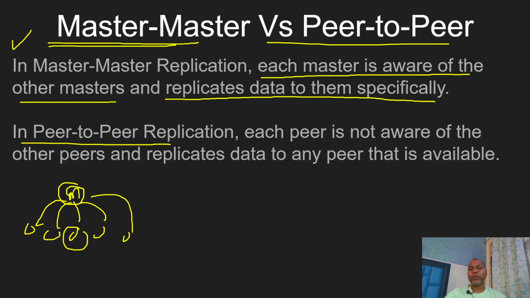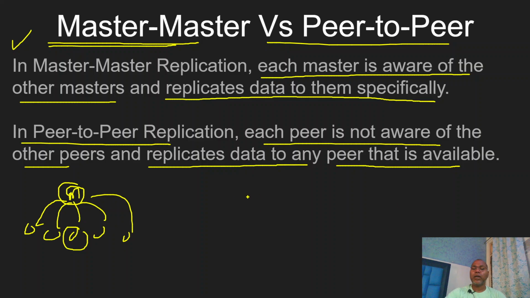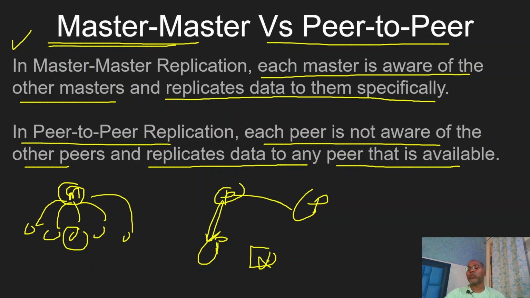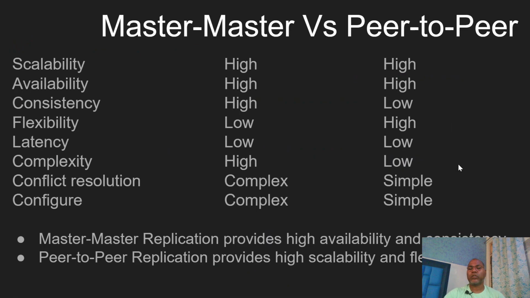But in the case of peer-to-peer, each peer is not aware of the other peers, but replicates data to any peers that are available. So in a peer-to-peer database, if this one is available, they are going to write. Here, if available, they are going to write. Maybe somehow this one is down, then they are not going to write here. Maybe whenever it is up, then the new data is going to be written here. So peer-to-peer has somewhat less consistency, but it is highly available, highly scalable, and highly flexible, you can say.